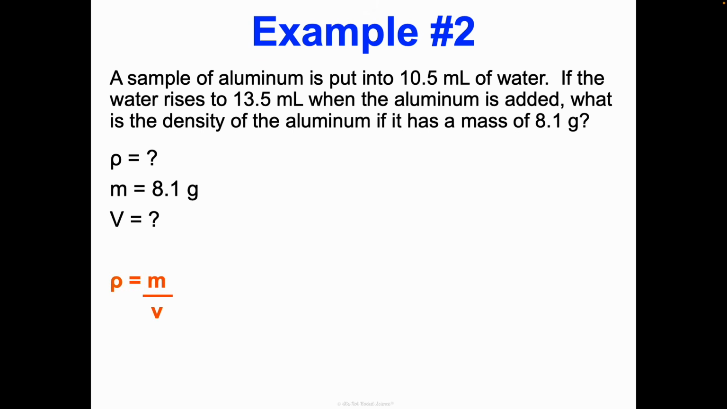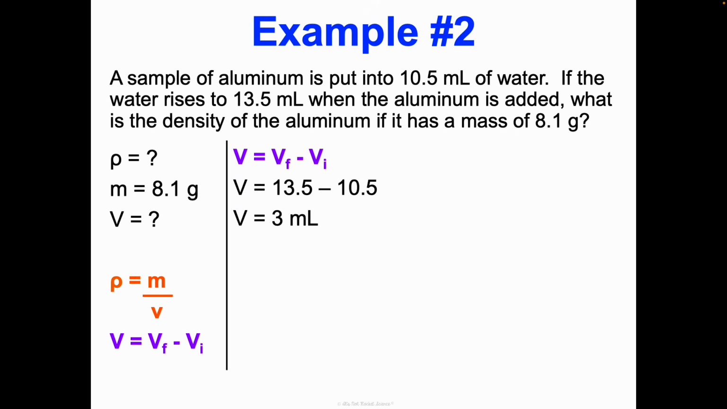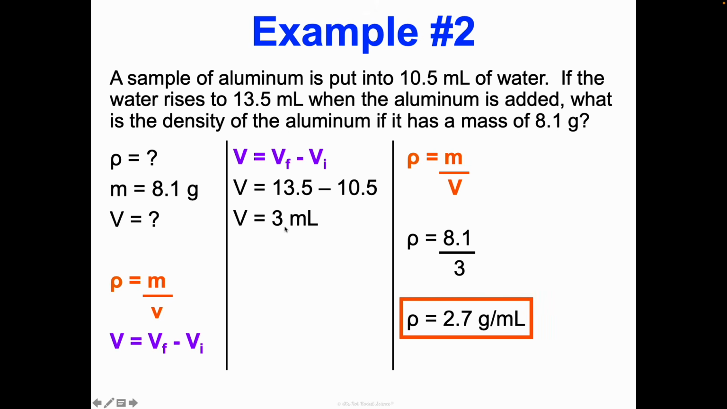All right, diagnose. What equations will we use? Well, we're definitely going to need density, which is mass over volume. And because we have two different liquid measurements here of the water, we're going to use volume equals VF minus VI. So first, let's find volume. We're going to plug in the bigger number minus the smaller number, and we get that the difference is 3 milliliters. Okay, so that difference represents the volume of just the aluminum that was added. Now we can plug in and find the density of the aluminum. So it's going to be 8.1 grams, that's my mass, over my volume, which is 3. And I plug that in and I get a density of 2.7 grams per milliliter.